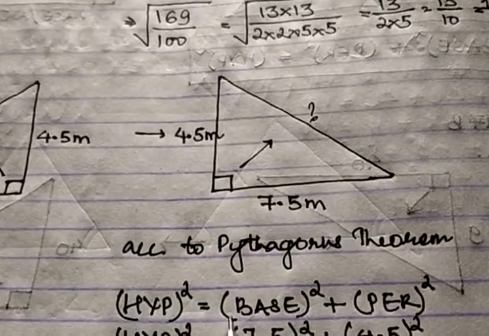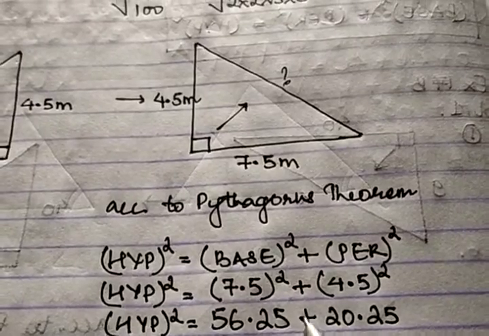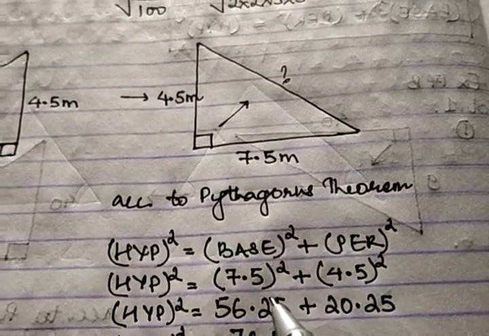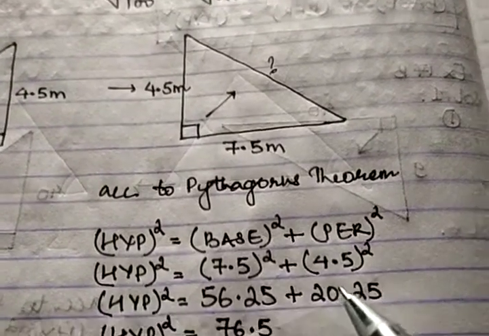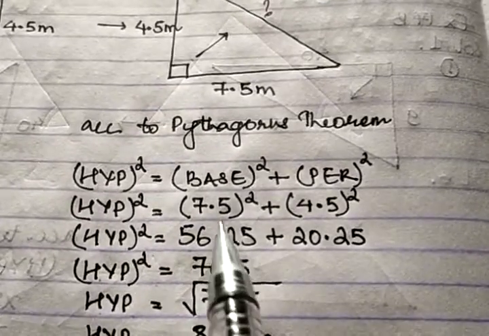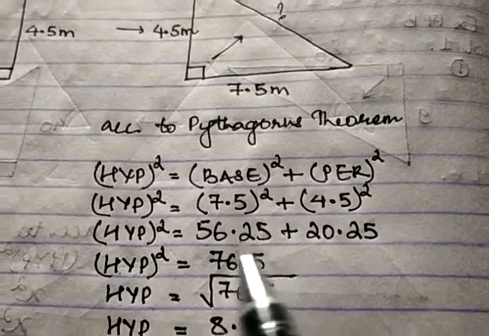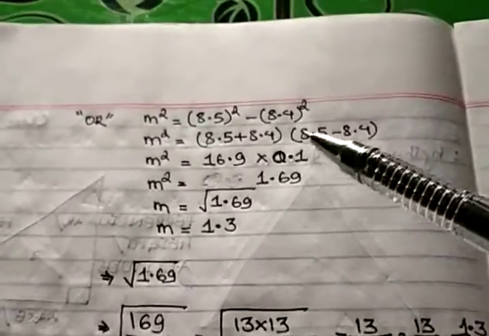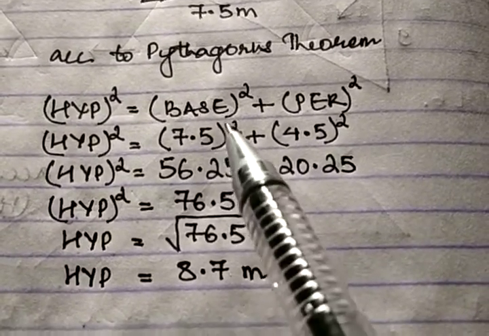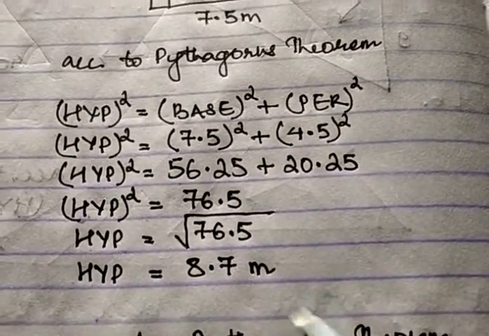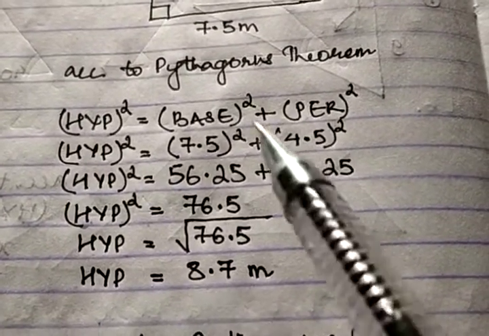So now, according to Pythagoras theorem, what do we know? The formula is hypotenuse square equals base square plus perpendicular square. Base here we have is 7.5, so I have substituted 7.5 square. Perpendicular I have as 4.5, so substituted as 4.5. Now in this one, 7.5 square plus 4.5 square. Now we don't have any identity. For this one, we cannot use any identity because we don't have any identity for a square plus b square, isn't it? So all you need to do is go with the regular method, that is, first take the square, then add them up.